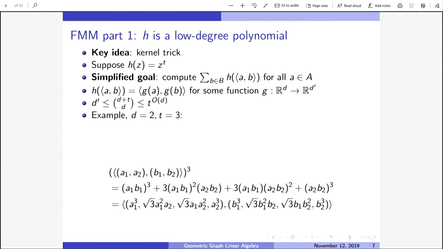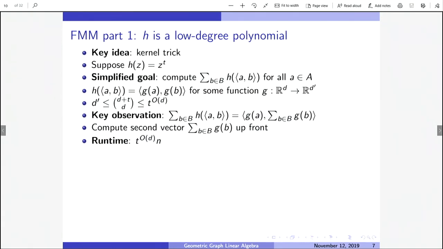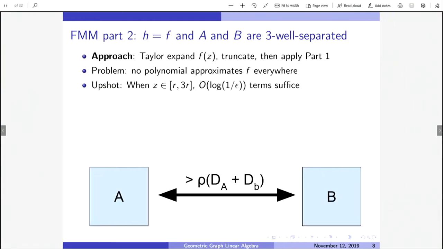Any other questions right now? Okay. So now we know how to do this multiplication when h is a polynomial. Let's try to get back to the function that we're actually interested in, which is this function f, which is 1 over z. A natural approach is to Taylor expand f, cut off the Taylor expansion at some point, and then do the multiplication on the resulting polynomial.